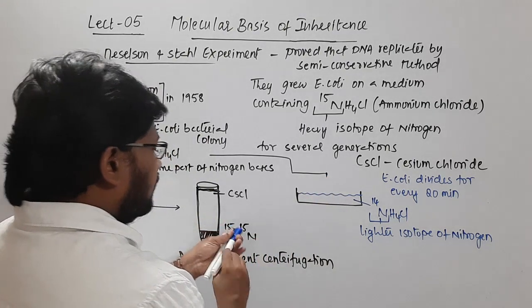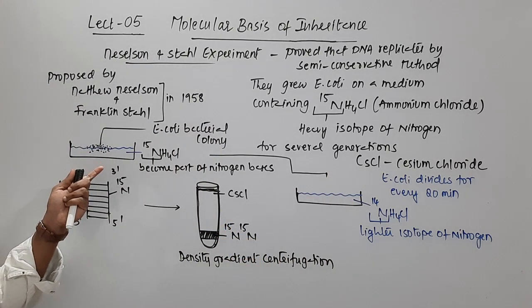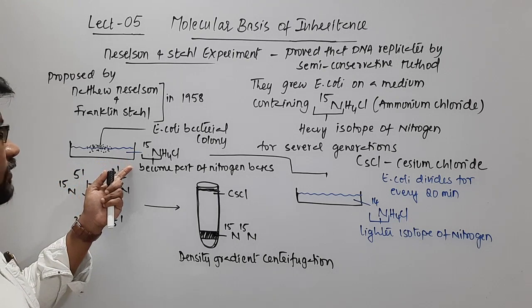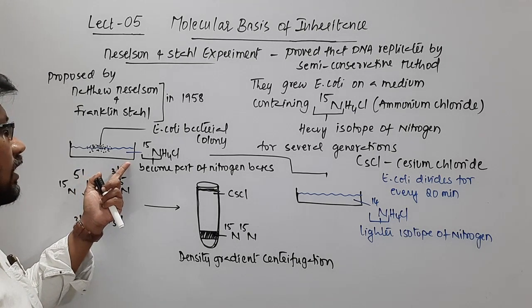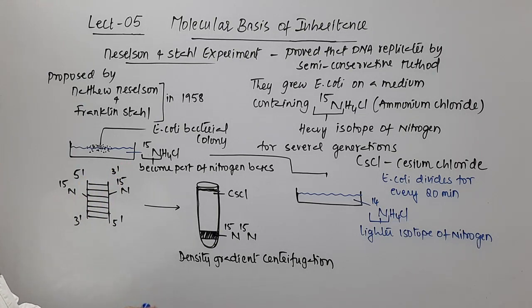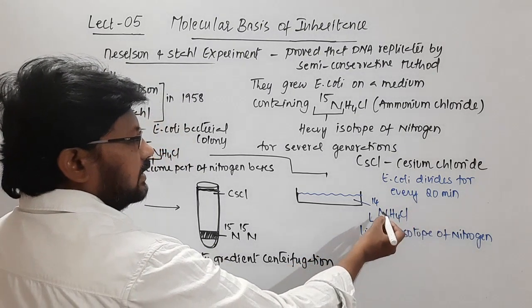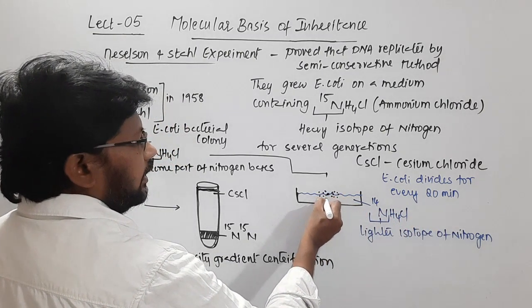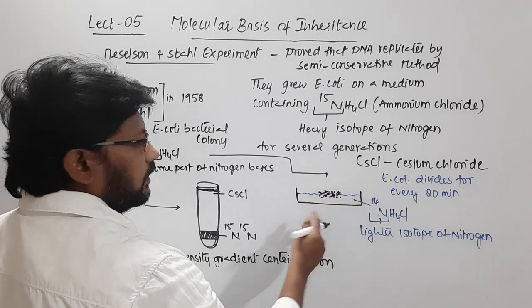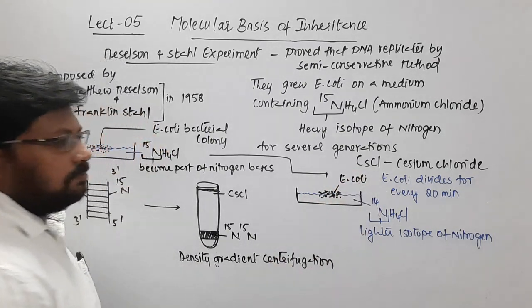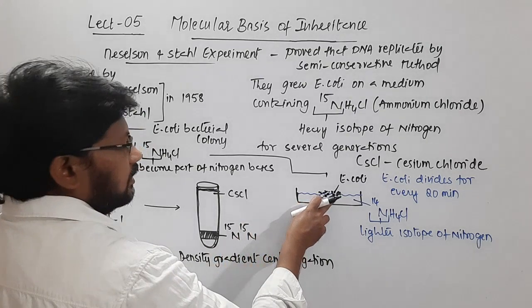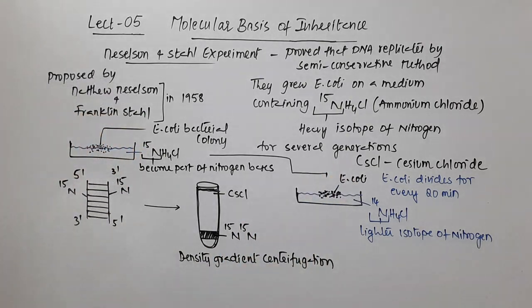So the scientists shifted or transferred the E. coli bacteria from the N15H4Cl medium to this lighter isotope medium, N14. Then they waited for 20 minutes after transferring, took the E. coli, extracted the DNA again, and did density gradient centrifugation.